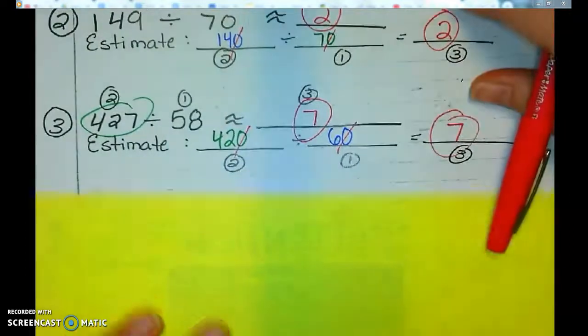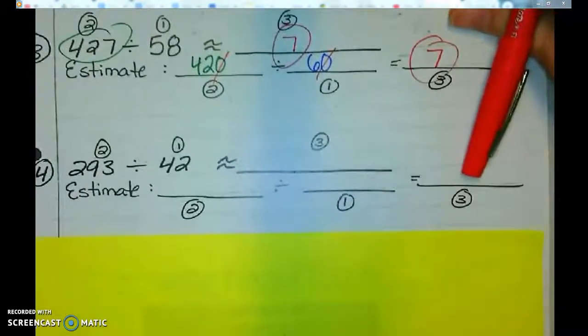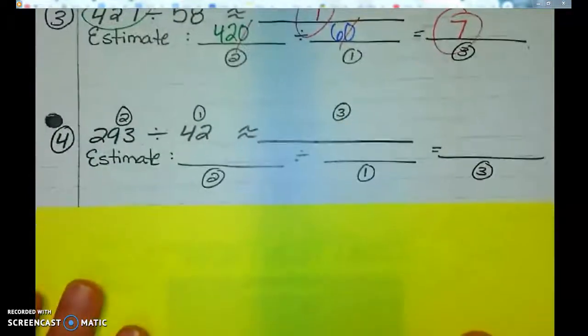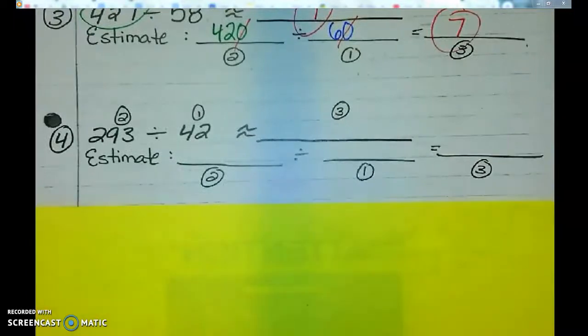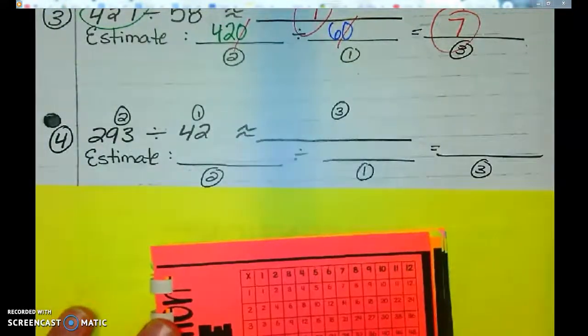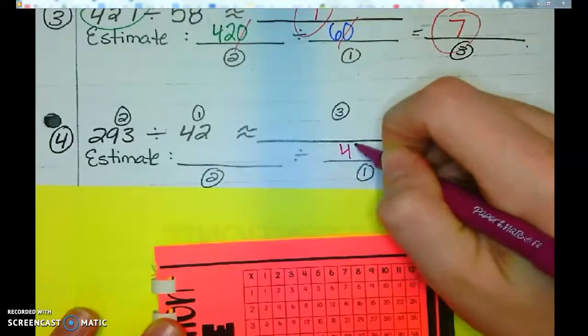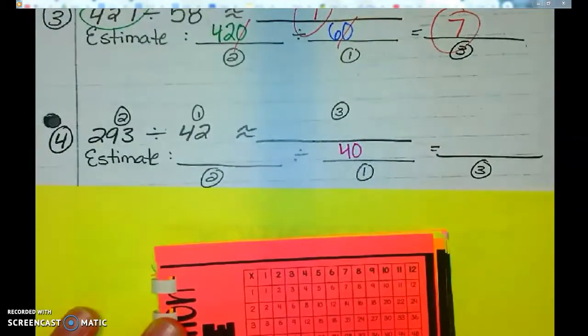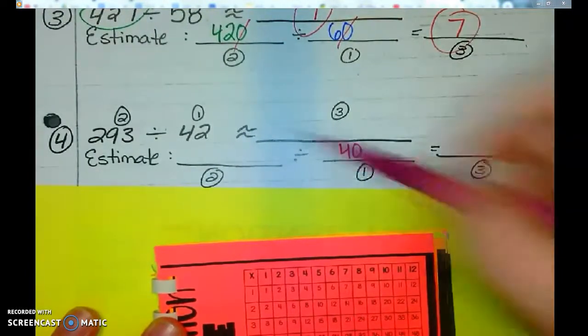Okay? We have just one more. I have 293 divided by 42. I've been talking way too long, and I'm making some mistakes. All right. Looking at that 42, I'm going to round that just to 40. Let's make that simple. Okay. Now I'm looking at 293.